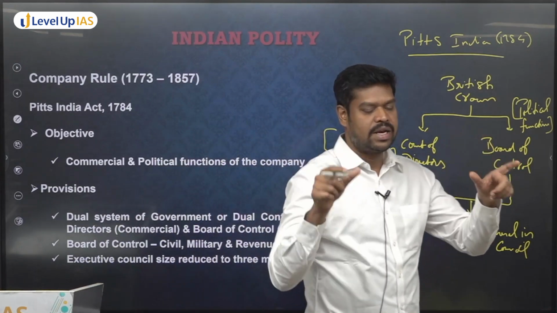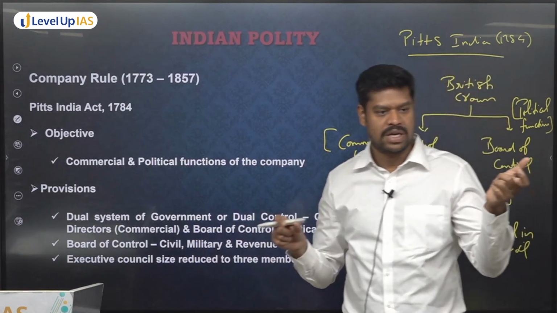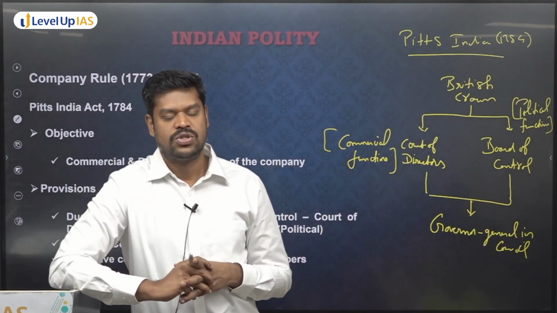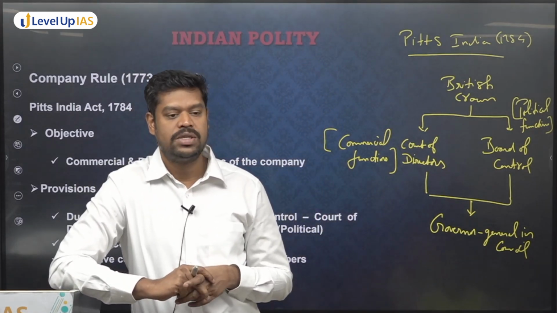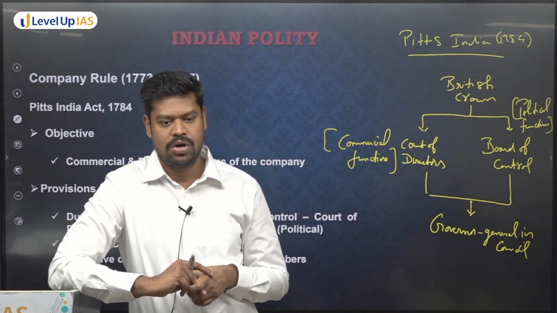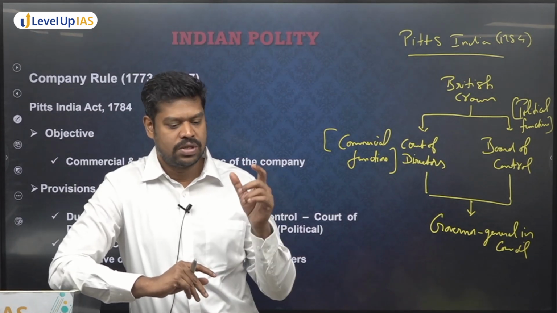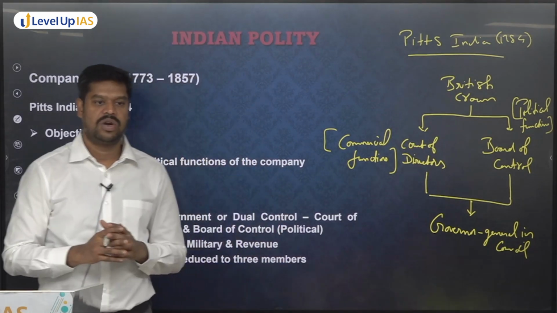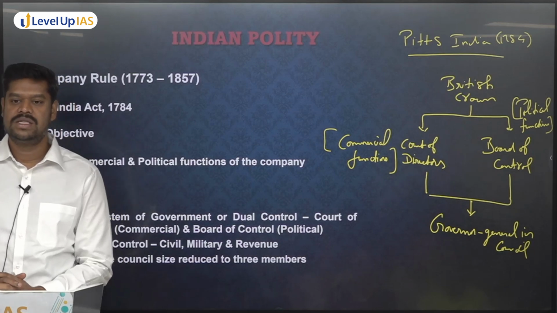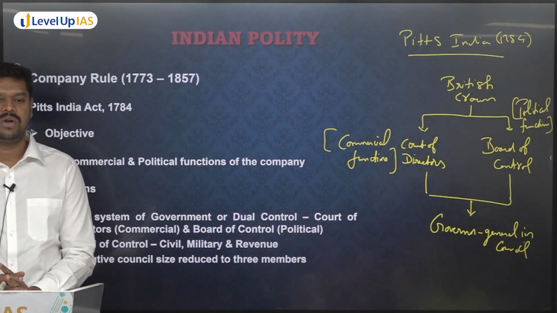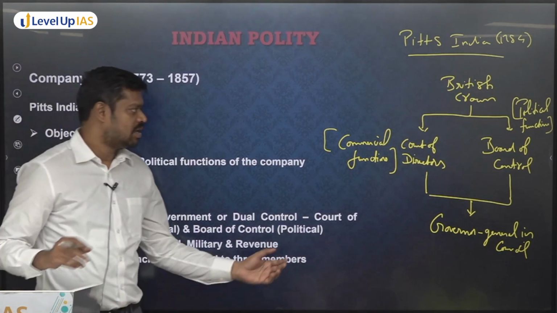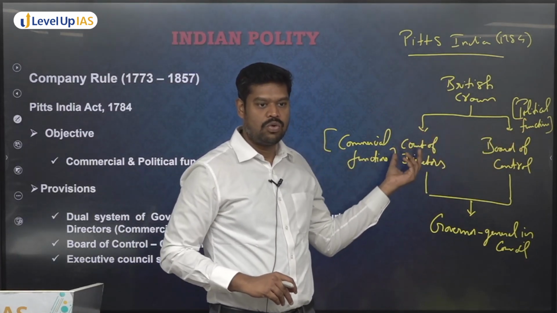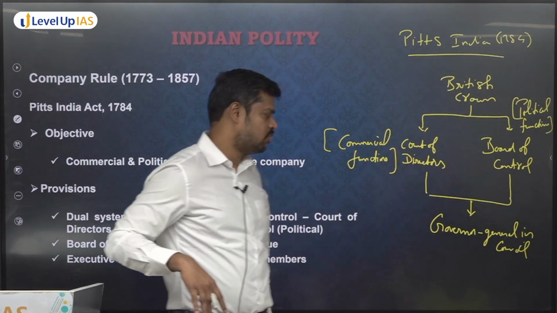So therefore, two hierarchies were created. One responsible for the commercial functions, another responsible for the political functions. So this came to be called the dual system of control over British India. This dual system of control was established by the Pitt's India Act. That's a major reform brought in by the Act. By bringing in this reform, Pitt thought that the efficiency of the company could increase. Because otherwise he thought that the court of directors may not do the political functions effectively, so they may look only into the commercial functions. Therefore this reform was brought in.